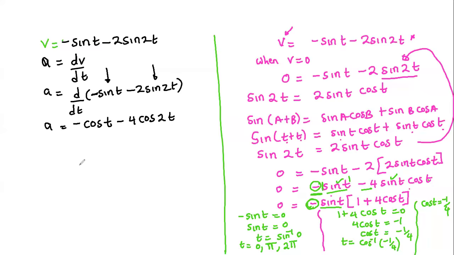Now, members, what are we going to do? At this point, this is our acceleration, but they wanted it when the velocity is 0. So we have obtained our values for different times when the velocity is 0. So we are going to substitute them in. For all the times, for t equals 0, I substitute and I'll get my answer. So I'll say a is equal to negative cos of 0 minus 4 cos of 2 times 0. So here I'm going to get negative 1 minus 4, which will give me negative 5.